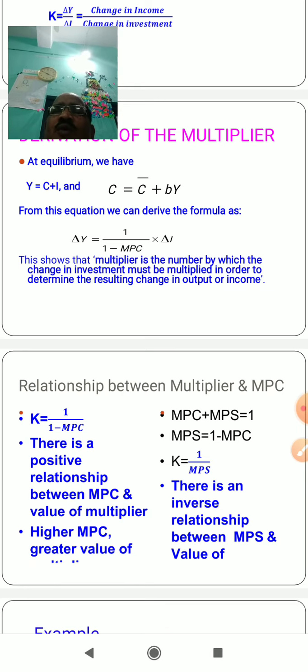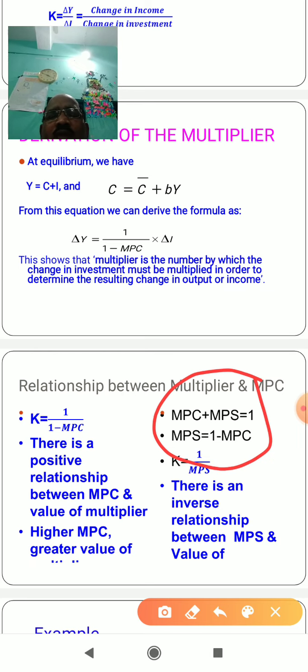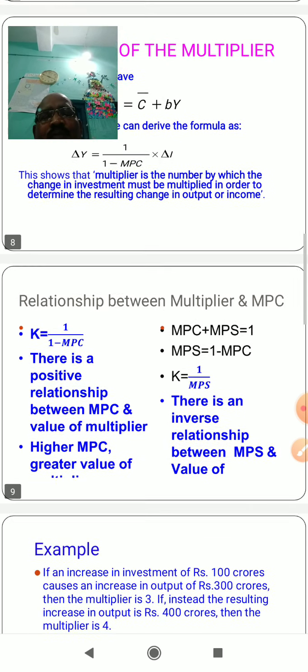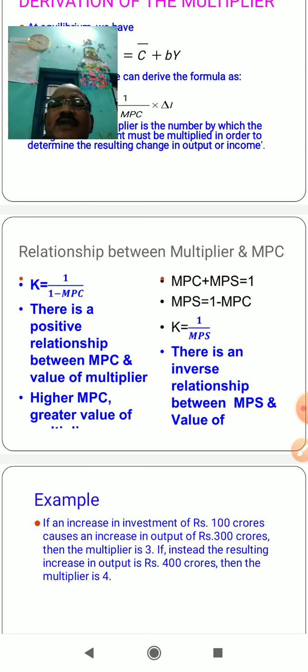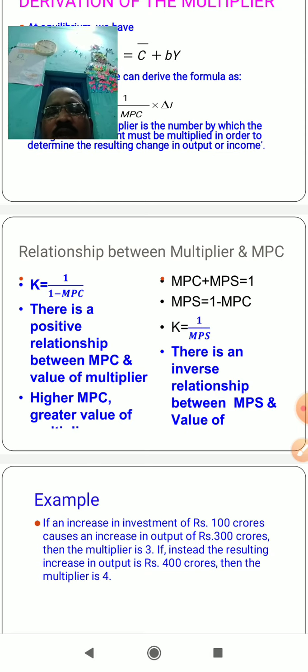But you also know that marginal propensity to consume plus marginal propensity to save equals 1. That means MPS equals 1 minus MPC. Then the multiplier K is equal to 1 by MPS, marginal propensity to save. There is an inverse relationship between marginal propensity to save and the value of the multiplier. When marginal propensity to save increases, the value of the multiplier decreases. And when marginal propensity to save decreases, the value of the multiplier increases.